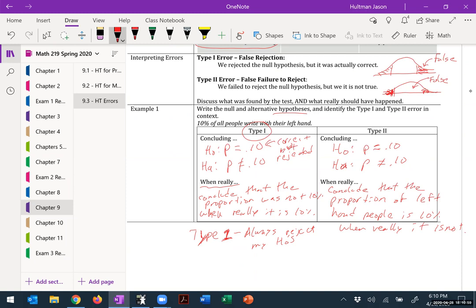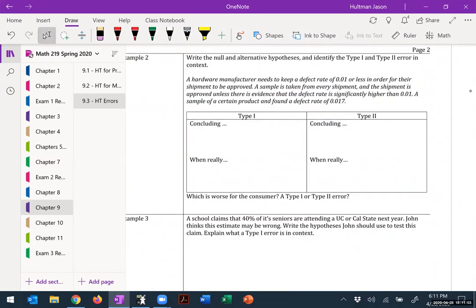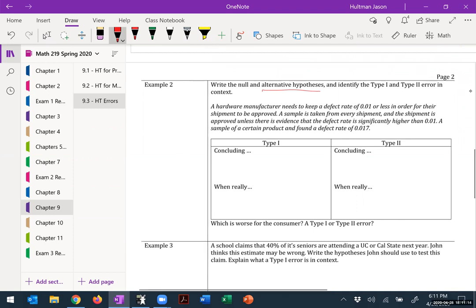Let's see how this works out with us. It says write the null and alternative hypotheses, and identify the type 1 and type 2 error in context. So let's do another one of these.